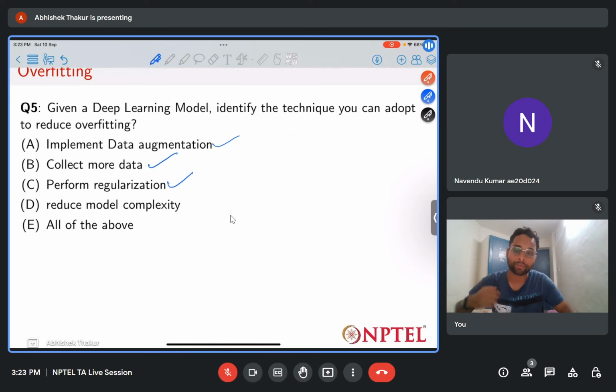Next is reduce model complexity. We know that when our model is more complex, it will work better with the training data set, but it will give more error with the test data set. So we can reduce the model complexity, but there should be a trade-off between bias and variance to keep the error minimum, and accordingly we keep the model complexity. We should not reduce it to a very low complexity model, as that will also give high bias. So option D is also correct. All of these options are correct for this question.